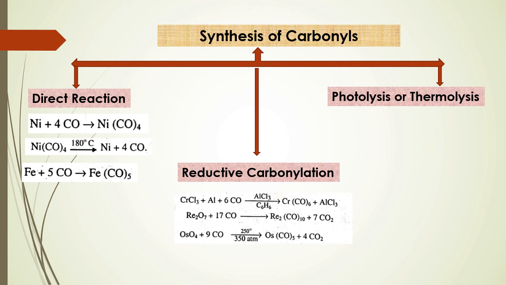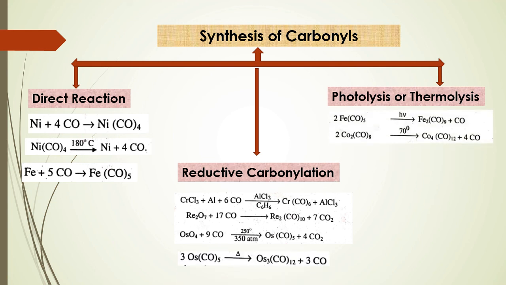When a lower carbonyl is unstable, it is easily decomposed to the higher carbonyl. Such a process is called thermolysis. In photolysis or thermolysis, sometimes decomposition of a lower carbonyl takes place by a photochemical reaction or thermolysis. For example, Fe(CO)5 is formed, and photolysis will give further reaction. So these are the very important binary carbonyl compounds.